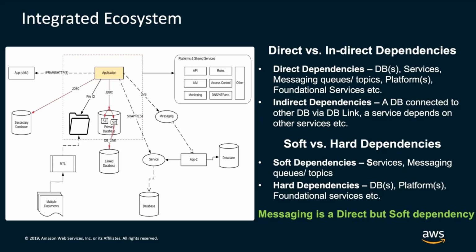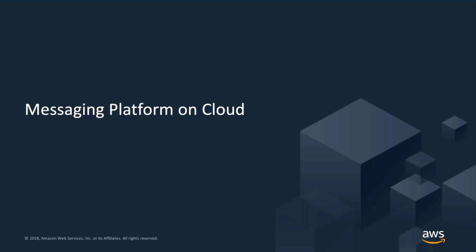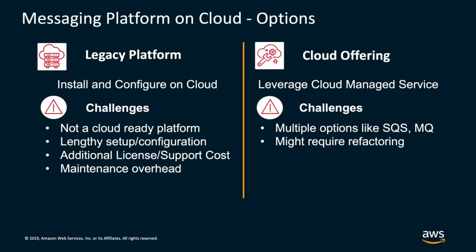And because it's a direct and soft dependency, we planned to migrate our messaging platform beforehand, before we started migrating our applications over to the cloud. That gives you flexibility in terms of your workload classification and prioritization for migrating your applications to the cloud. Now, we decided to migrate our messaging platform to the cloud. The next question was, what is that messaging platform going to be on the cloud? Would that be the legacy platform that we have on-prem?